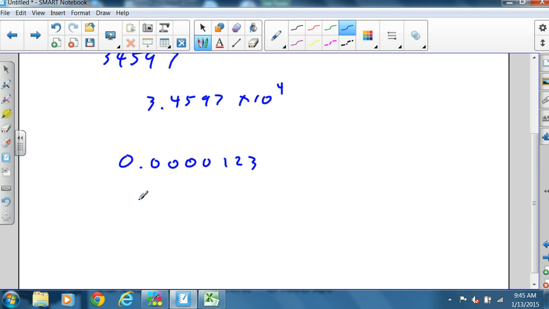If I had 0.0000123, then my scientific notation is 1.23 times 10 to the, move the decimal point 1, 2, 3, 4, 5, so 10 to the minus 5. That's what I would do. Now, my calculator will give me the same answer.